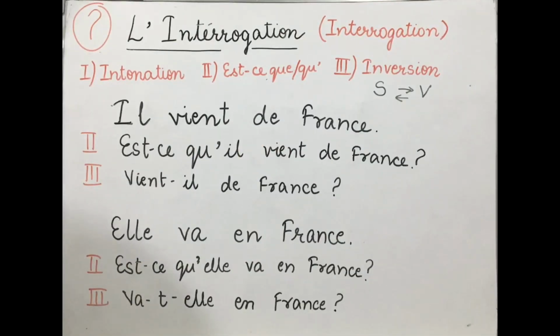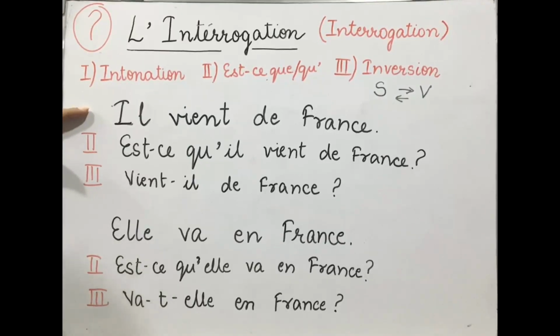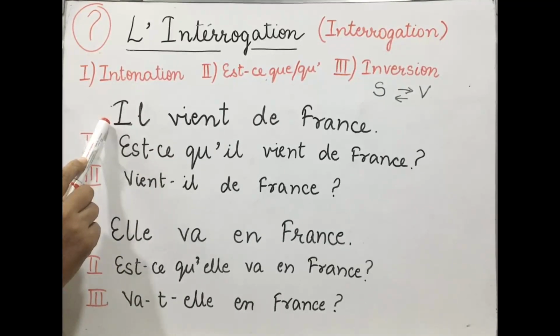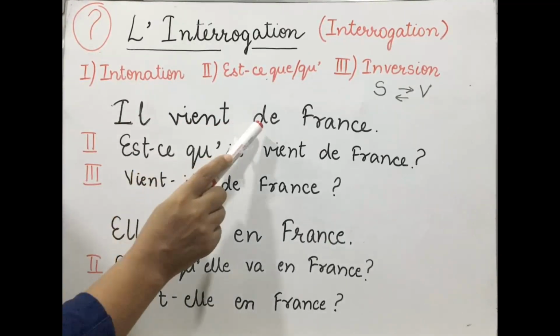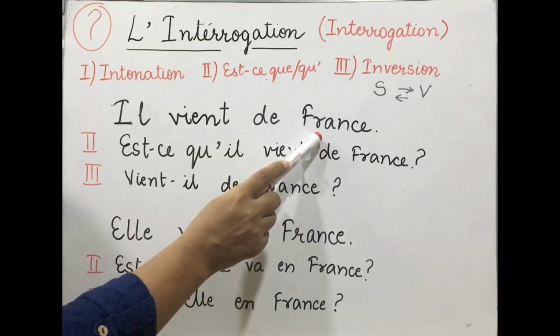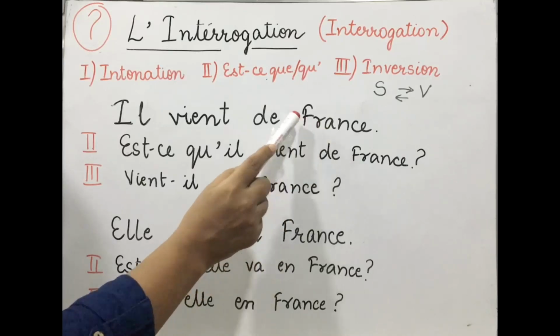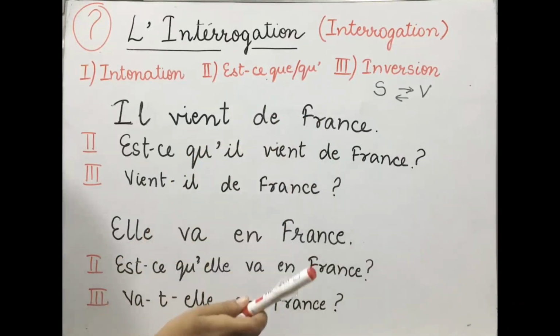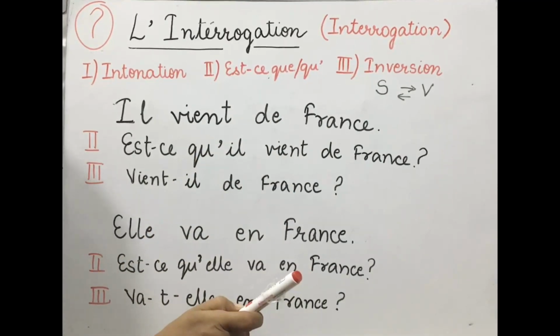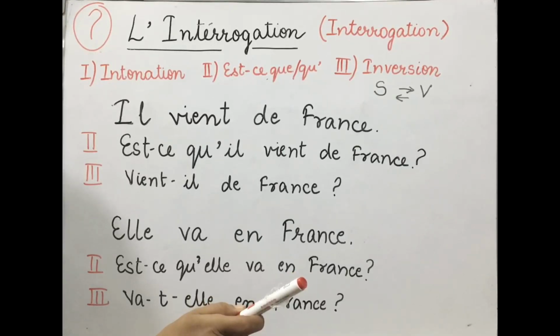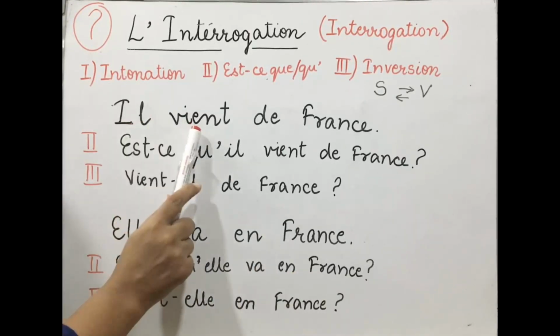Okay, so we are continuing the topic and learning a bit more about interrogation. Here I have taken a few more sentences. The first sentence on this board is Il vient de France. That means he comes from France. Why I have used de here, you can follow my lesson on the prepositions before places. So this is he comes from France.